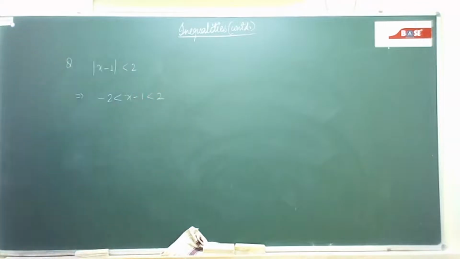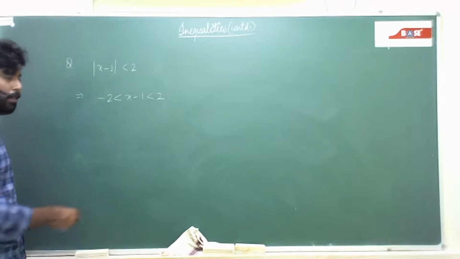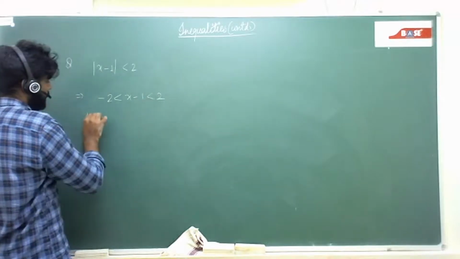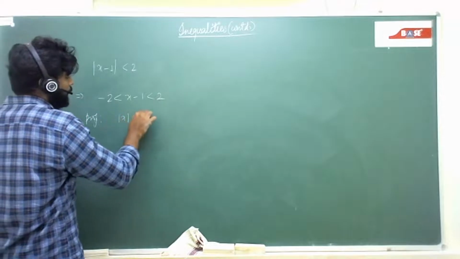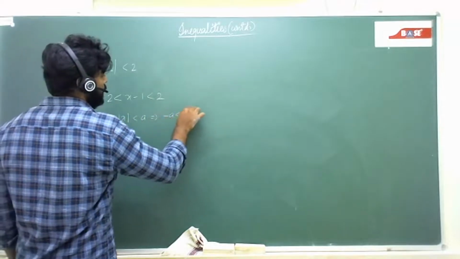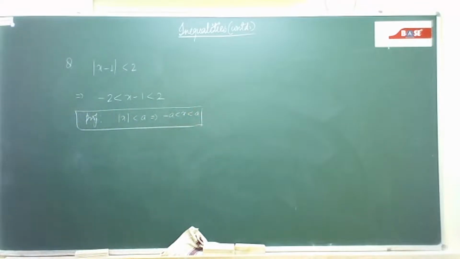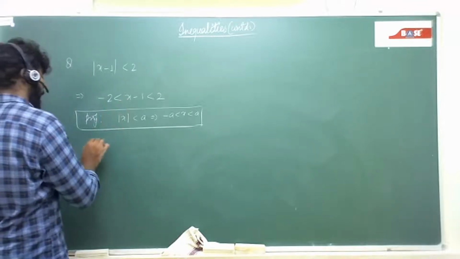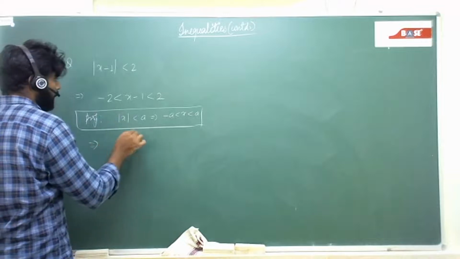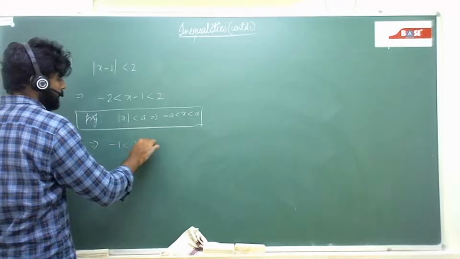What is the property we are applying typically? The property that we are applying here is: mod of x less than a means x is between -a and a. Now, add 1 on all the sides, so it is -1 less than x less than 3.